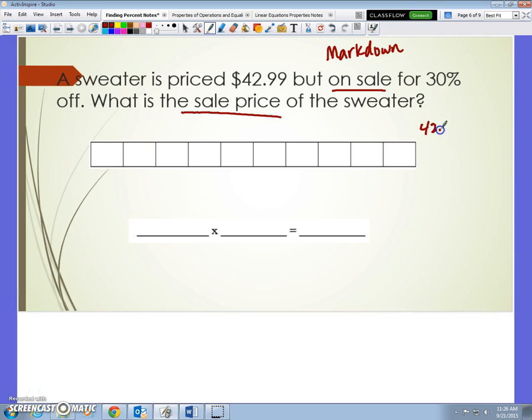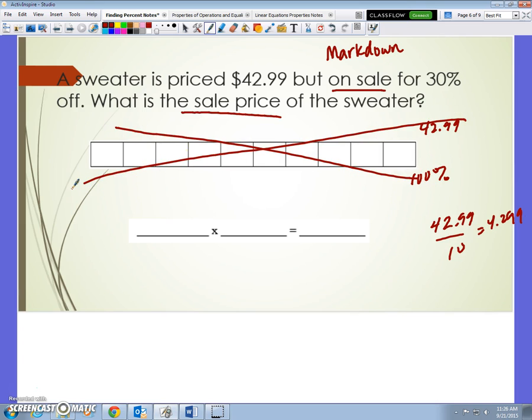So if I put 42.99 right here and 100%, I can tell you right now, that's going to be a pain doing 42.99 divided by 10, 4.299 for each one of these sections. Okay, nope, we're not going to do that this time. We're not going to use this scale. What we are going to do is we're going to change our percent to a decimal. So here's the work for that. 30% or 30.0% if you want to think of it that way so you can see the decimal place. I'm going to move it 2 spots to the left. My new decimal is 0.300, or you don't really need these zeros here, 0.3. So I'm going to change my 30% to 0.3. I'm going to multiply it by 42.99.